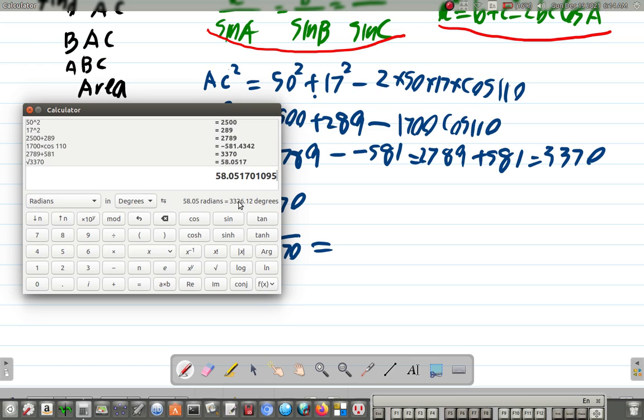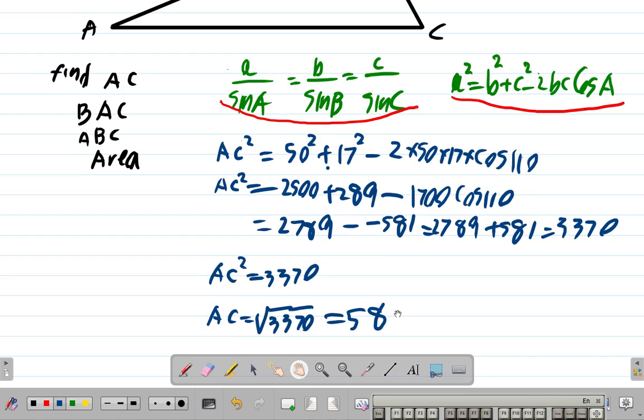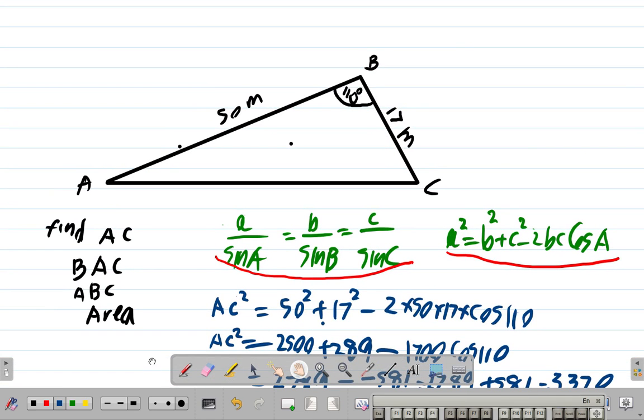Alright. Now, I was wondering if the square root sign was on the calculator, but I quickly saw it. If it wasn't there, you'd have to say 3370 raised to the power of half, or 0.5, equals, and you get the 58. So it is 58. So therefore, this length is 58 meters.